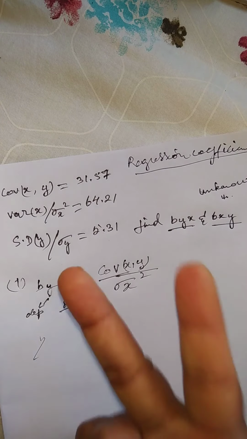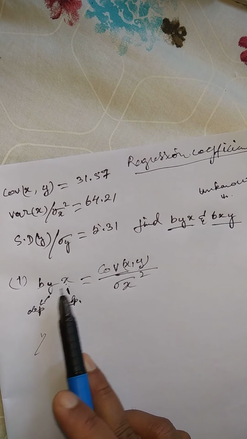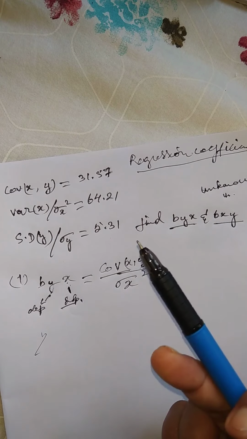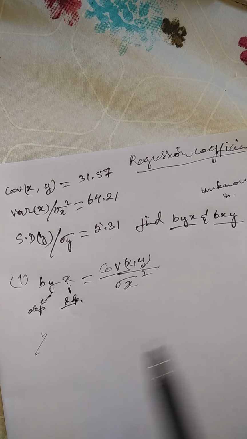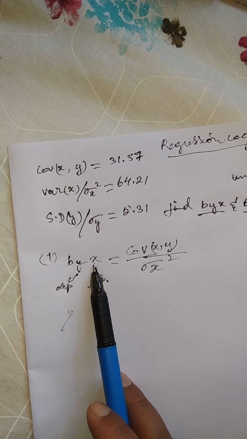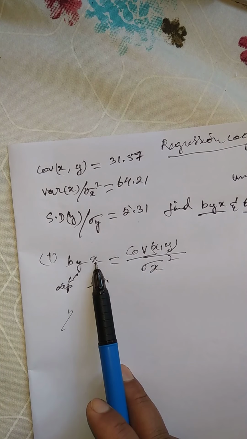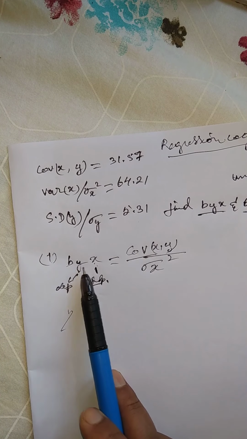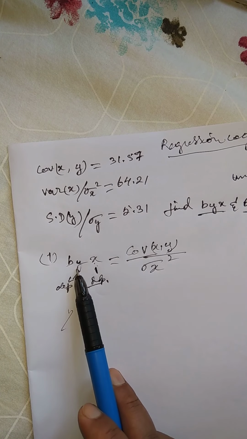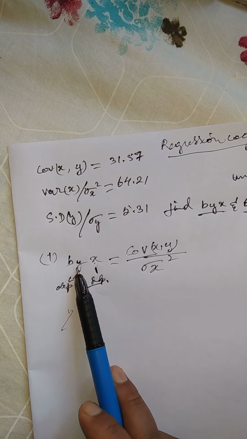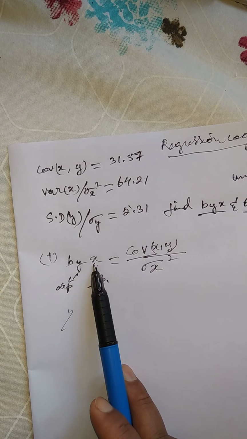That means there are two variables here, x and y. One variable is known and the other is unknown. So we have to find the value of the unknown variable with respect to the known value of the variable. Suppose here it is byx. That means regression coefficient of y on x, which shows that here y is unknown and x is known. The value of x is known, but the value of y is not known to us. So now we have to predict the value of y with respect to the value of x.